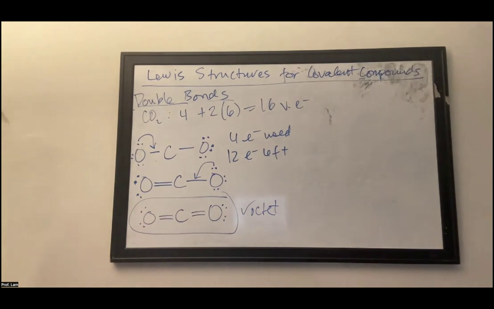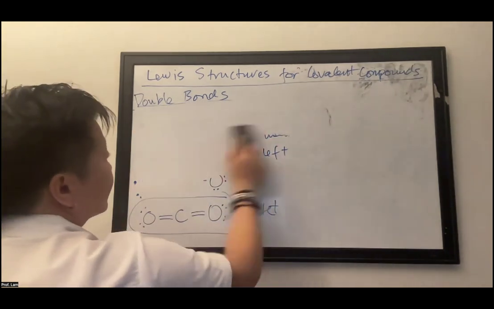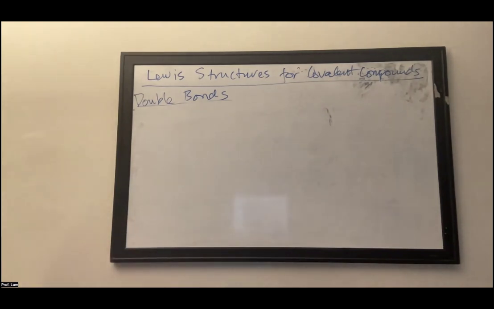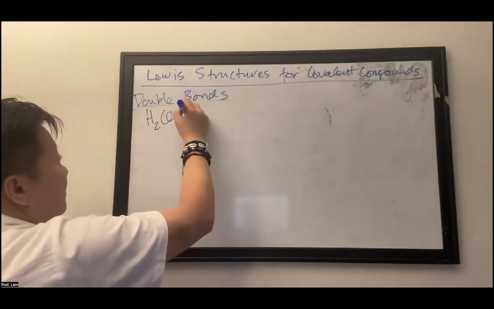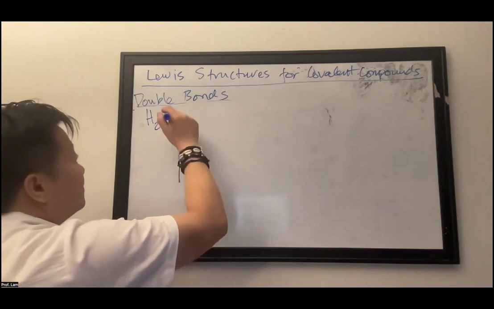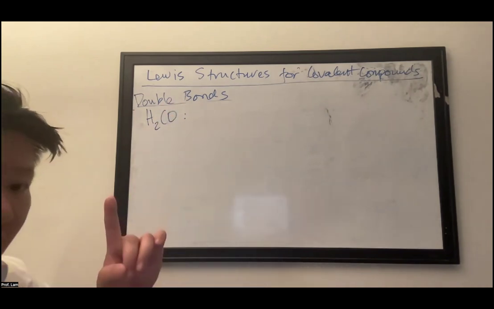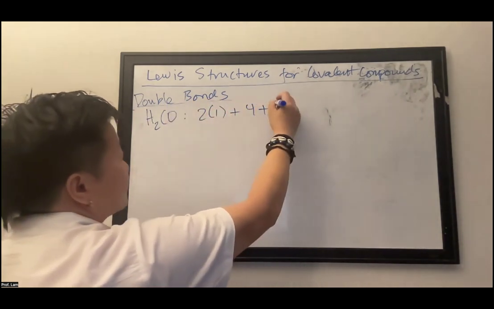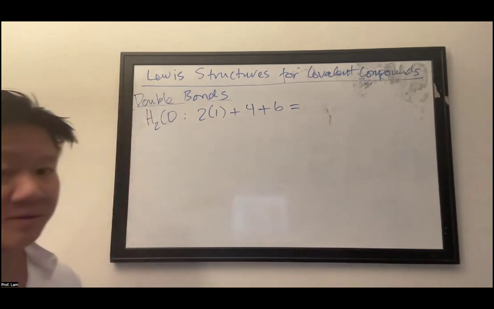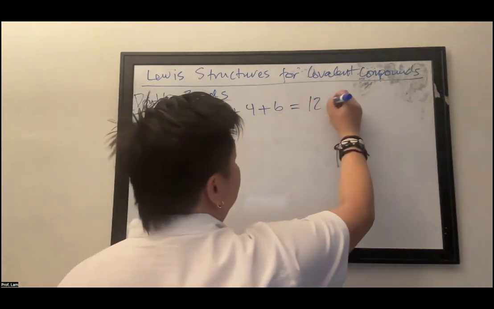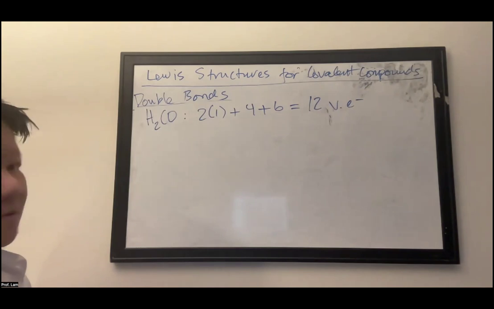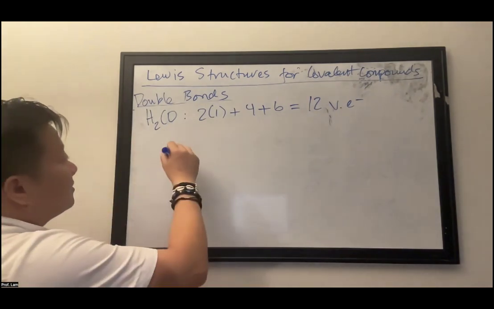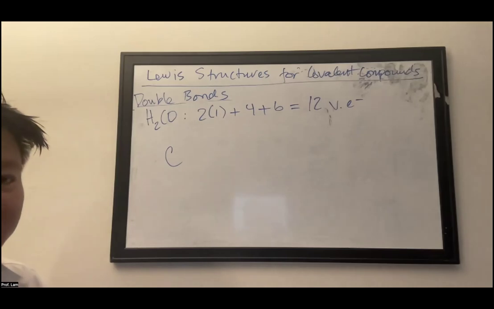All right, let's do H2CO as our next example. Hydrogen has 1 valence electron, but you have 2 of them, so 2 times 1, plus carbon is 4, oxygen is 6, just looking at the group numbers. That's 12 valence electrons total. Which one's your central atom? Looks like carbon, leftmost of the periodic table.